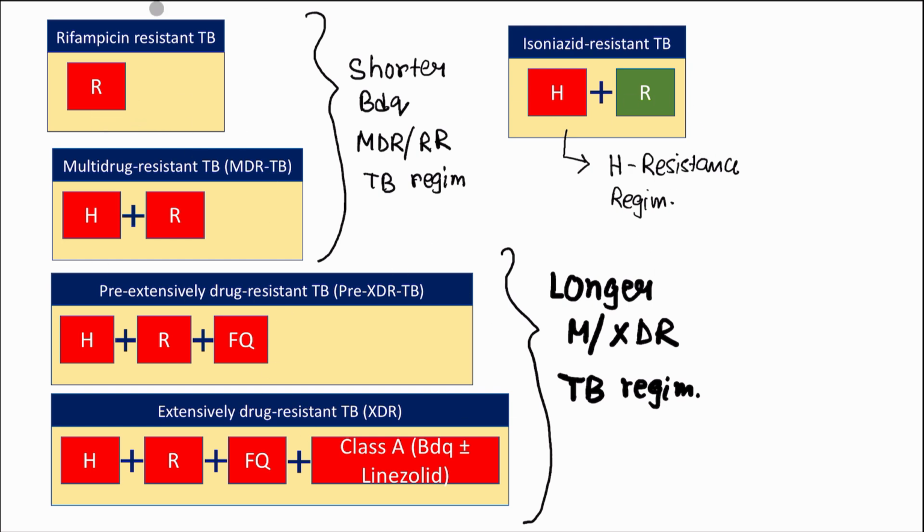Okay. Now look at the treatment guideline. So if it is only rifampicin resistance or multi-drug resistant TB, that is resistant to both H and R, we actually consider a shorter bedaquiline-based oral regime. Okay, so we have already discussed this, we are just simplifying it now. In case of pre-extensively drug resistant TB or extensively drug resistant TB, pre-XDR or XDR, we have to use a longer MDR-TB regime. And also in isoniazid resistant TB, that is resistance to only H, there is an H-resistance regime.